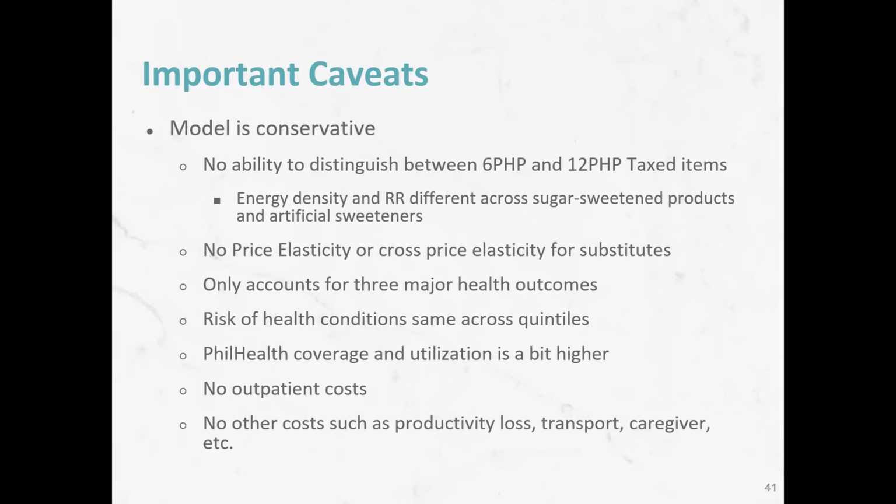We also assumed that the risk was the same across quintiles, and we did not have any estimates for the outpatient costs. So if you're looking at type 2 diabetes, primary healthcare plays an important part, and outpatient costs form a big part of the care, and we did not have any such things. And we didn't estimate anything for the productivity losses, which could be very significant for quintile 1, or the transport issues, caregiver issues, which are very much prevalent in quintile 1 and less so in quintile 5.